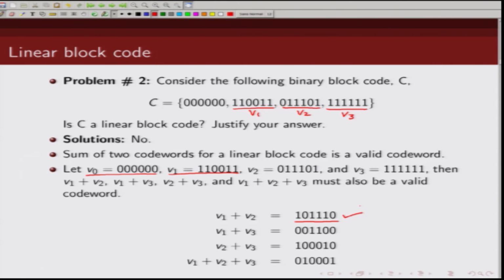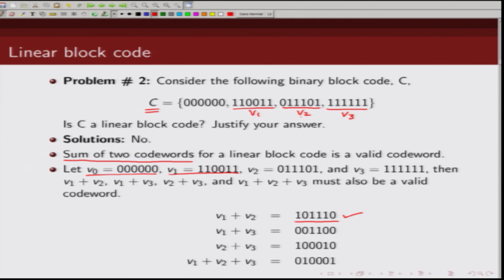Now, is this code word in C? We do not see any code word which is 101110 listed here. That means this C is not a linear code. Why is it not a linear code? Because the sum of any 2 code words is also a valid code word.